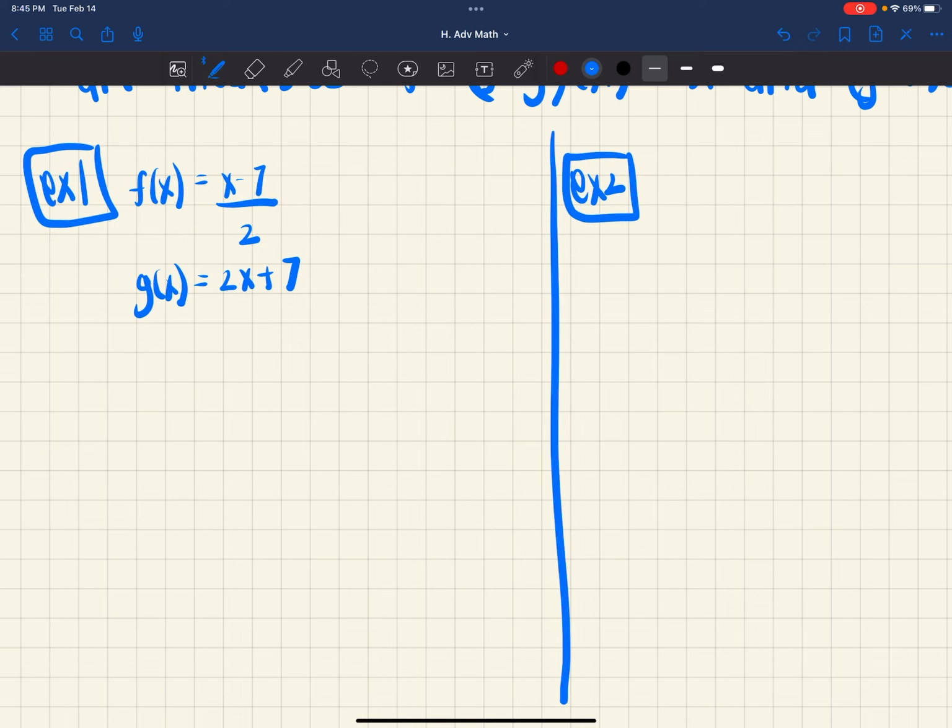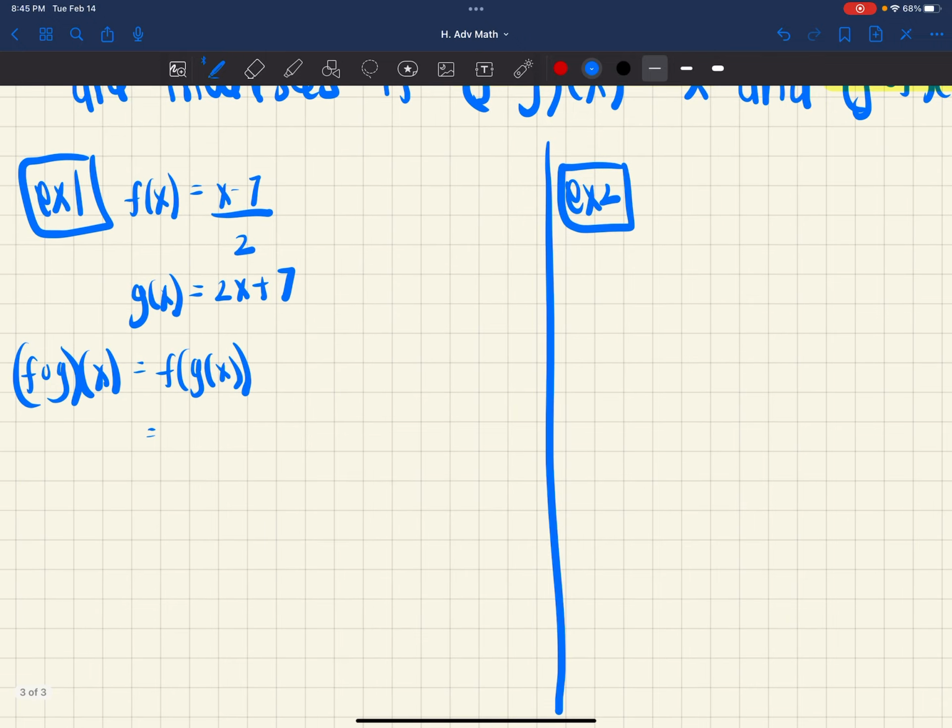the composition of functions. So let's do f composed with g first. So remember, f composed with g of x, that is f of g of x. So in my function f of x, rather than inputting x, I'm going to input the entire function g of x. So right here for x, rather than just putting x, I'm going to put the entire function of g of x. So this will be equivalent to 2x plus 7 minus 7 over 2.